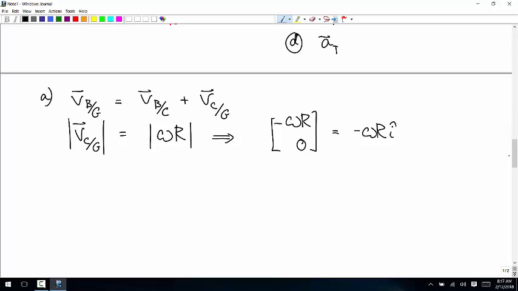Okay, so we got that part. Now we need the velocity of the bottom relative to the center. Well, the magnitude of that velocity is also omega r. This is circular motion.